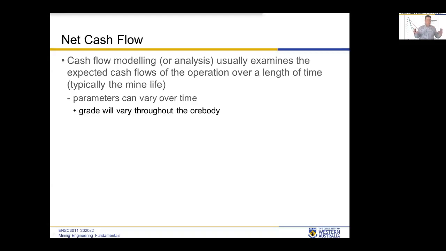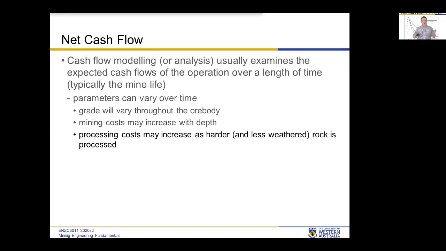Remembering the parameters can vary from year to year. Typically the grade, which directly impacts our revenue, will vary, which is why we want out of the mining plan, the mine design, an idea of what grade we'll get every year. Mining costs may increase with depth, as you've seen in the assignment. Processing costs may increase as rock gets deeper, which tends to get harder, so you need more energy to fragment it. But costs may decrease as the operation becomes more efficient, and they should. As you get more experience with the mining equipment and your processing, you should, and you pay engineers to do this, become more and more efficient.